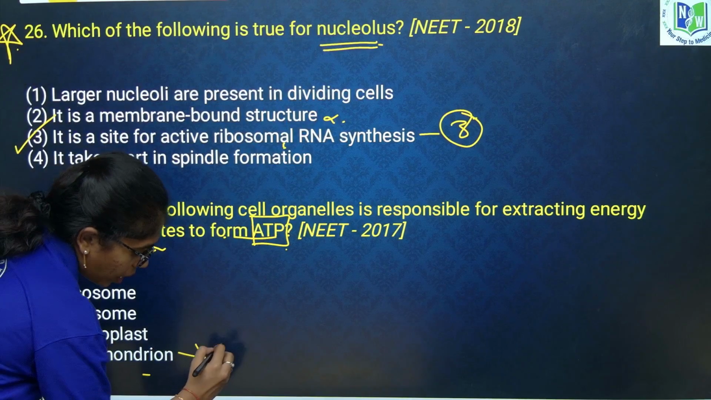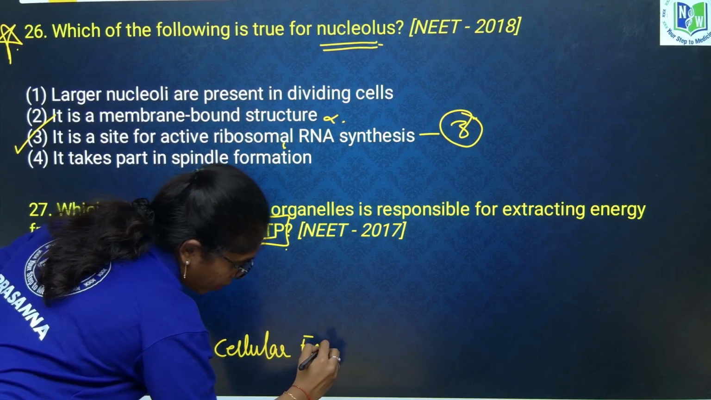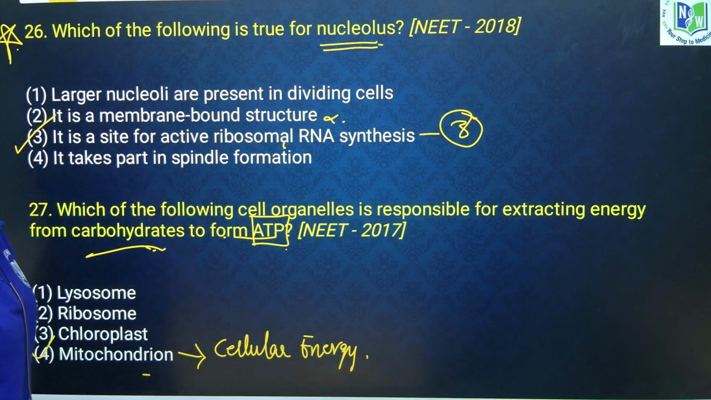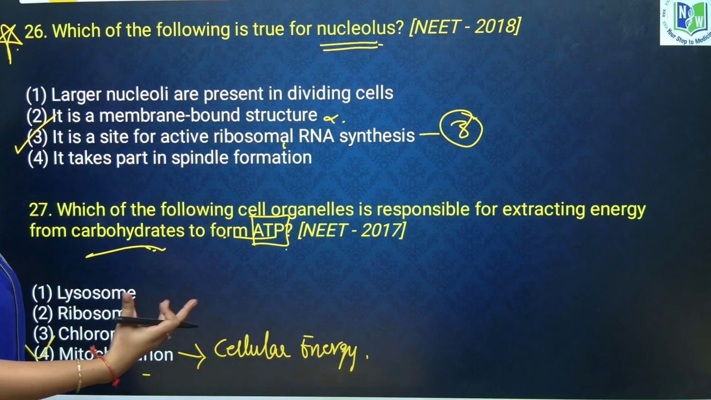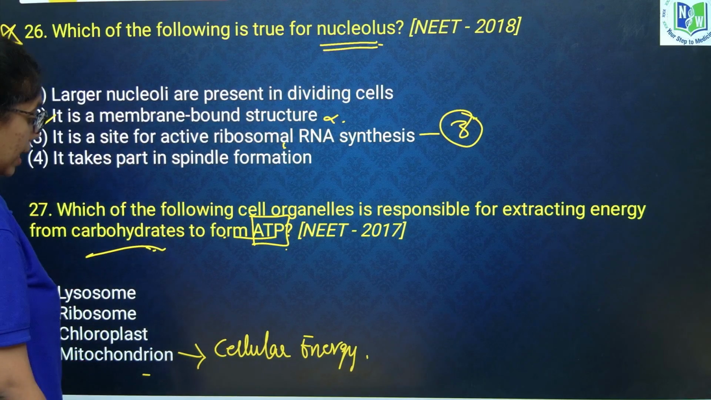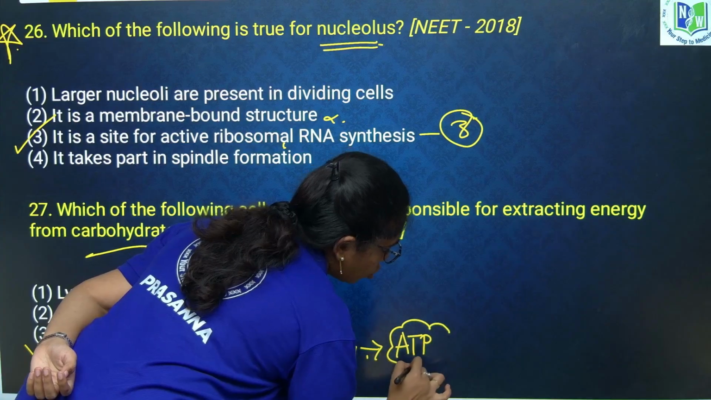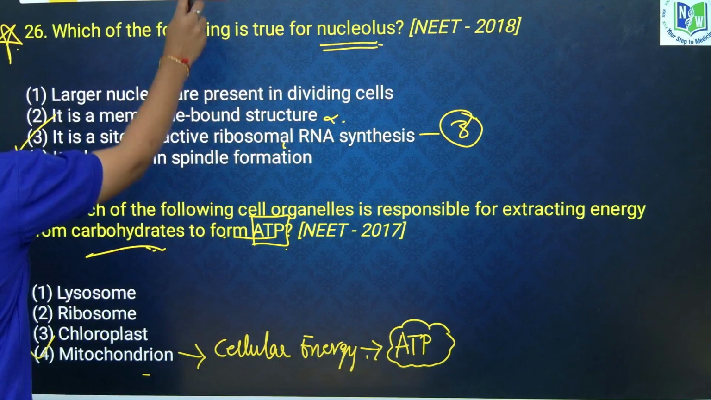Finally, it will release what? Cellular energy from whatever food we take. This oxidation of macromolecules starts from the cytoplasm but happens in mitochondria in a eukaryotic cell, wherein finally it releases ATP, which is used for all the metabolic activities of a cell. Next question.